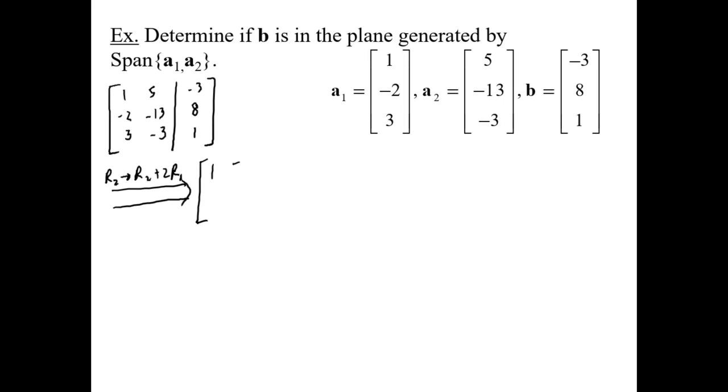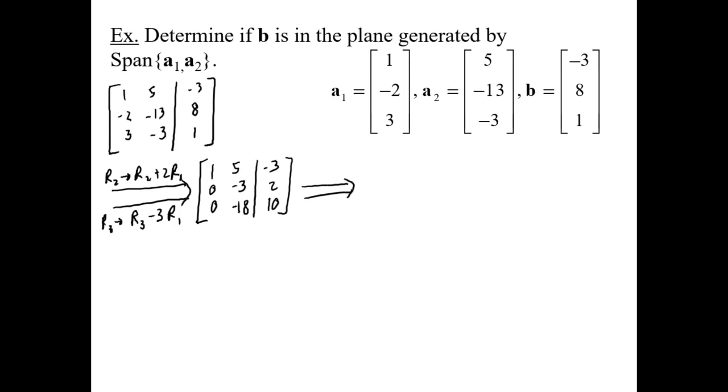So the top row we're going to leave alone. So double the top row and then add the second row. So 0, -3, 2. And then R3 is going to be R3 minus 3R1. So multiply the top row by -3 and add the bottom row. Multiply the top row by -3 is -15, plus the bottom row is -18. Then top row times -3 would be 9, plus the bottom row is 10.